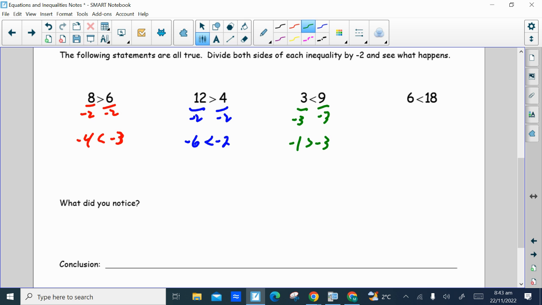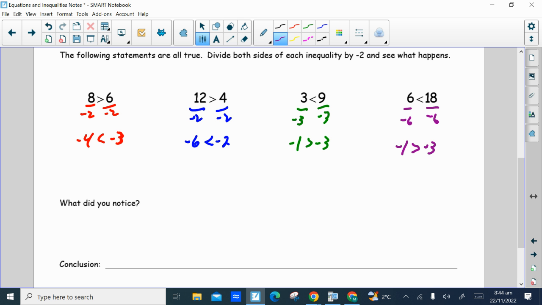The number on the left is greater than the number on the right. The inequality reversed. And the last one, if we divide both sides by negative, let's do negative 6 in this case, because both numbers are divisible by negative 6. 6 divided by negative 6 is negative 1. 18 divided by negative 6 is negative 3. Negative 1 is greater than negative 3. Again, the inequality reversed.